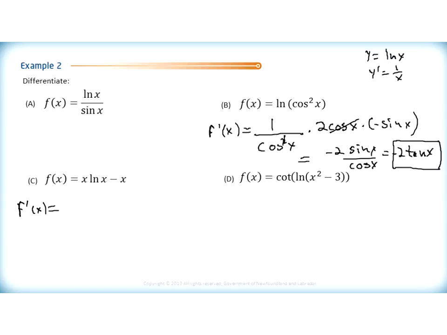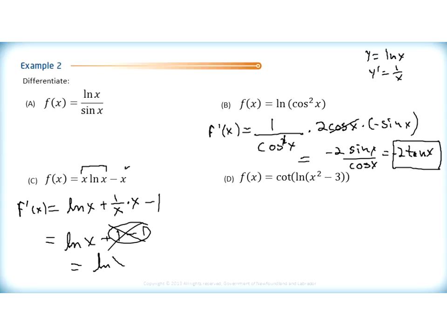Let's differentiate. First things first, I've got a product here, and then just a single term by itself. So for the product, the derivative of x is 1 times the natural log of x, plus the derivative of ln is 1 over x times x, and then I subtract the derivative of x, which is 1. So when I put all this together now, I've got ln x plus 1 over x times x is 1, and then subtract 1, and these two guys can get eaten, and we just have ln of x.